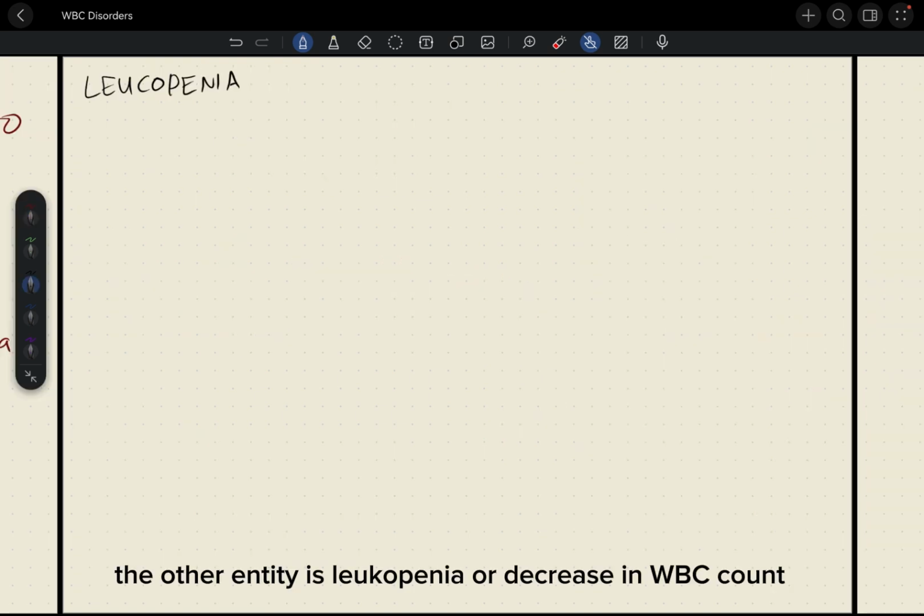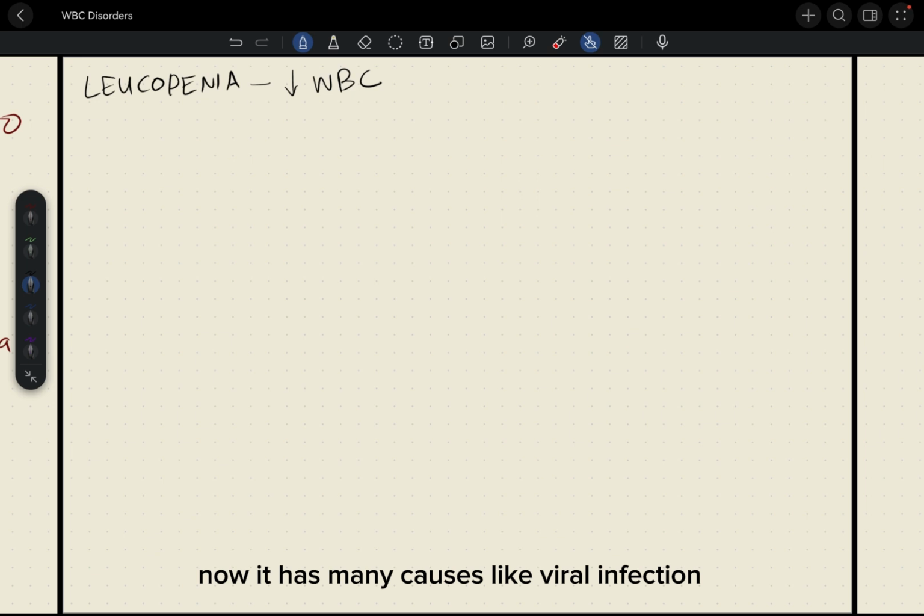The other entity is leukopenia, or decrease in WBC count. Now it has many causes like viral infection, certain chemotherapy drugs, autoimmune diseases like lupus, rheumatoid arthritis, and bone marrow suppression secondary to aplastic anemia, malignancy. It is often interchangeably used with neutropenia or decrease in neutrophil count.